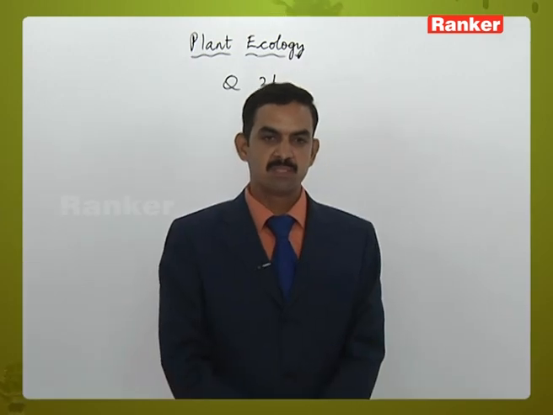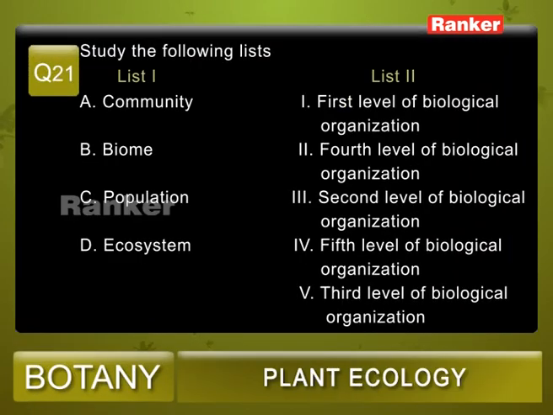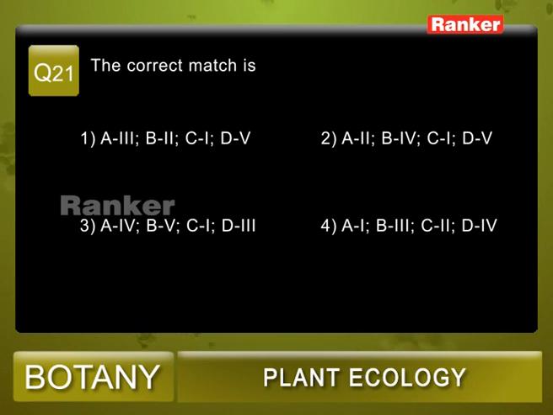Question number 21. Study the following lists. List 1. A. Community. B. Biome. C. Population. D. Ecosystem. List 2. 1. First level of biological organization. 2. Fourth level of biological organization. 3. Second level of biological organization. 4. Fifth level of biological organization. 5. Third level of biological organization. The correct match is first one A3, B2, C1, D5.